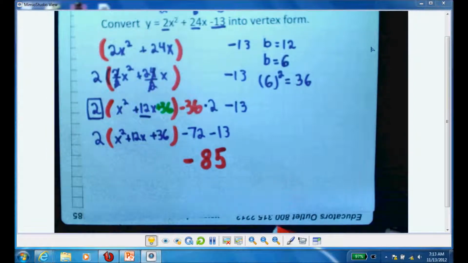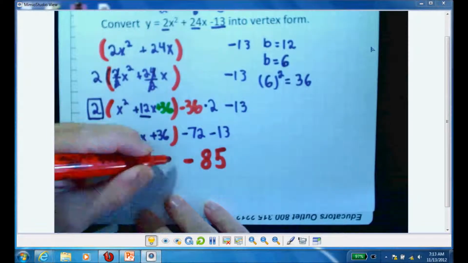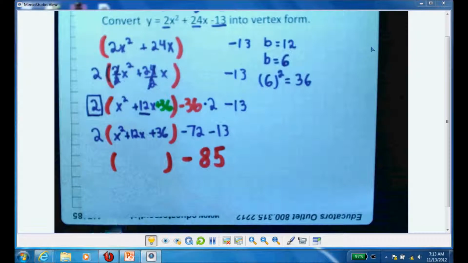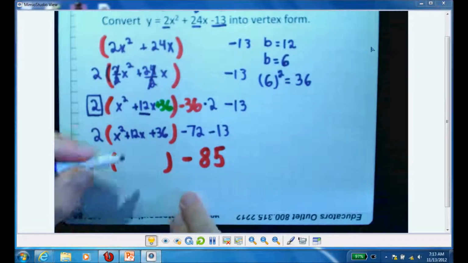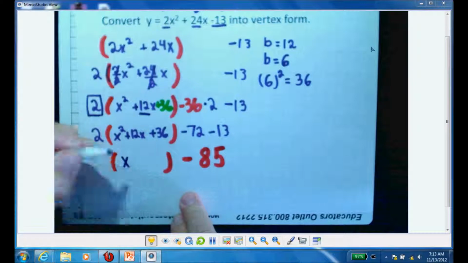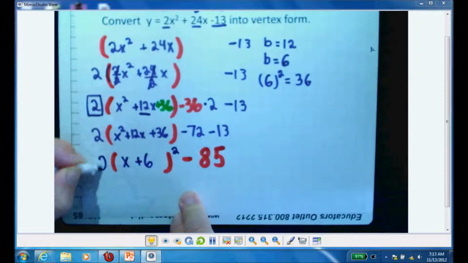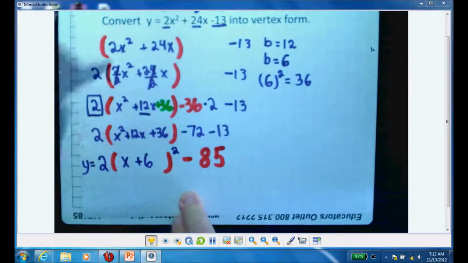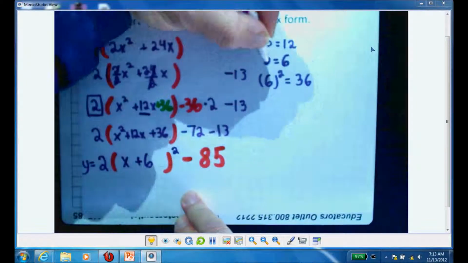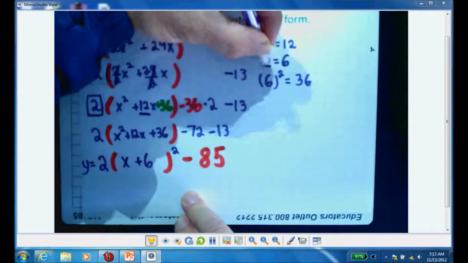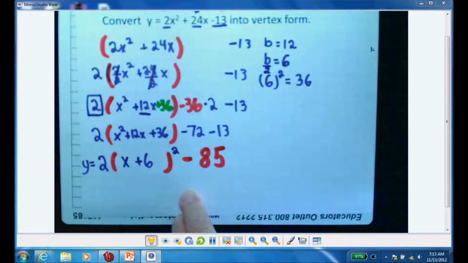But we still have to get this in vertex form, and if you'll remember from yesterday when we did this, in parentheses, it's going to be x plus 6 to the second power, and then I don't forget about the 2. So that is my equation in vertex form. So when I started up here, I worked my way all the way down to here. Now, one other thing I want you to remember that I forgot to mention is up here, this b equals 6 should be b divided by 2 is equal to 6.